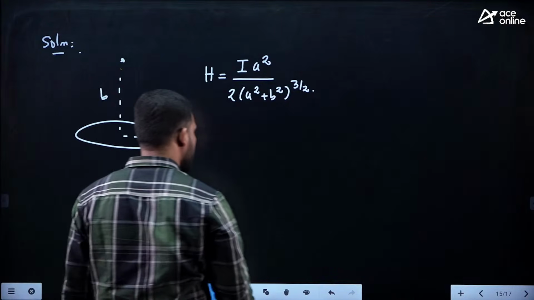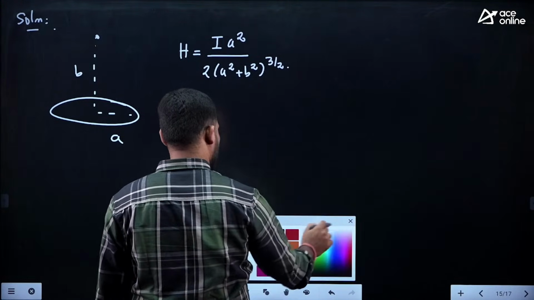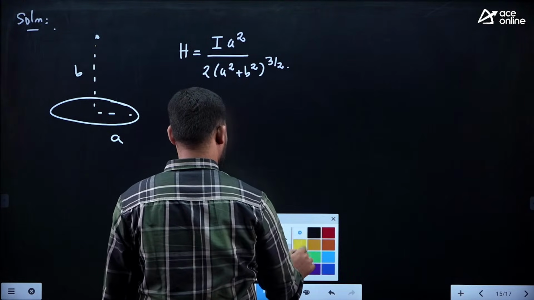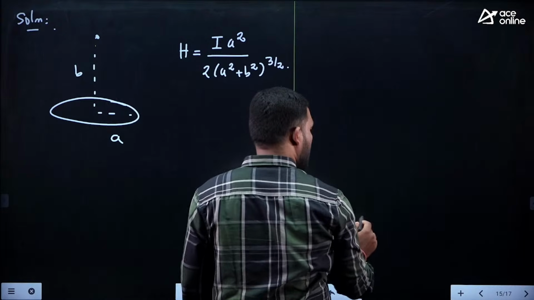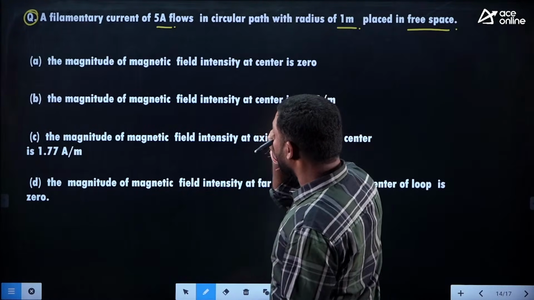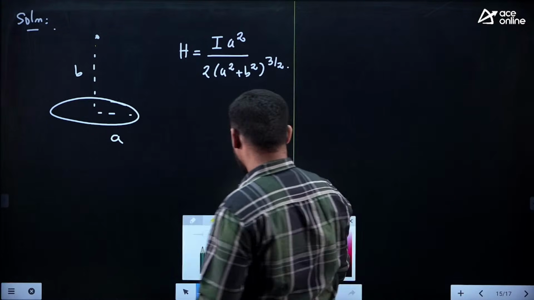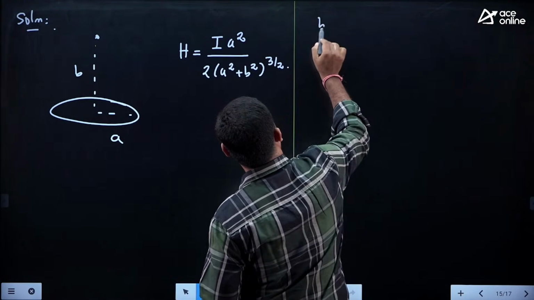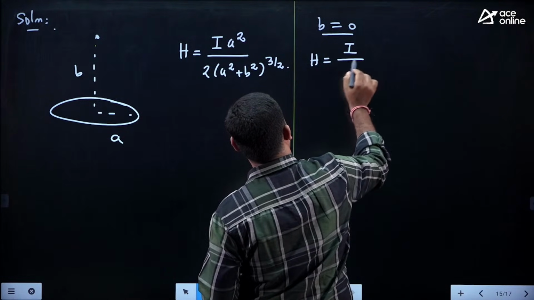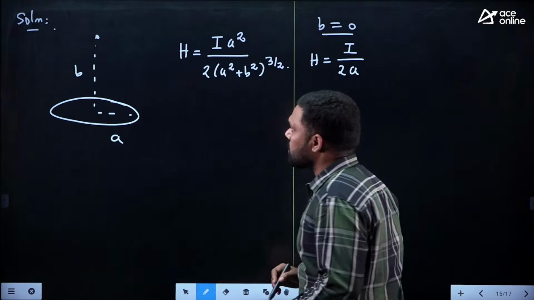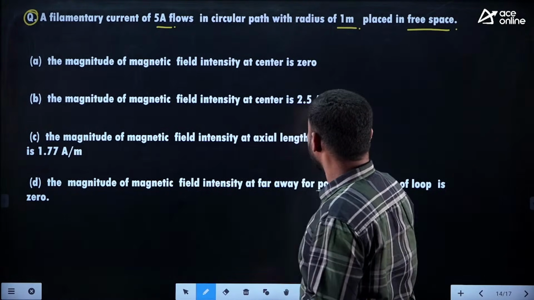Okay, guys. So he is asking what is the magnetic field. What is the first statement? The magnitude of the magnetic field intensity at the center is 0. Wrong. Center in the sense if I make B 0, there is a formula: H is equal to I divided by 2 into A. So what did he say? It is 0. It is the wrong one. It is not 0.